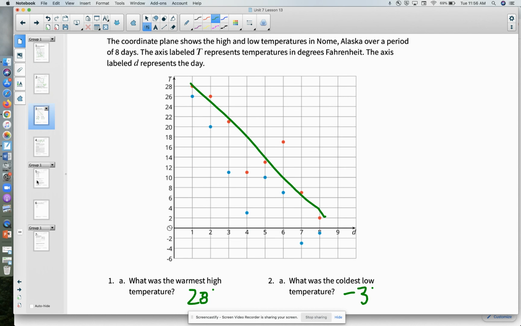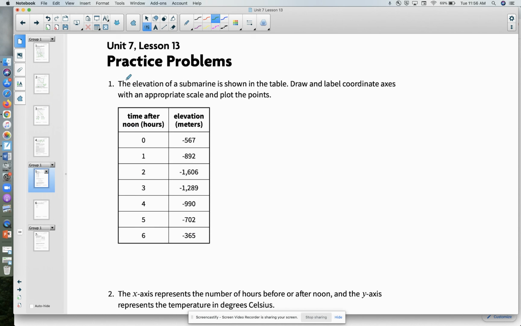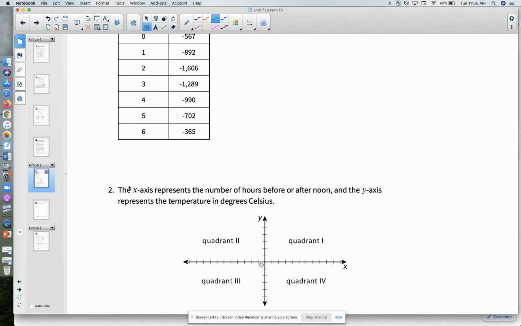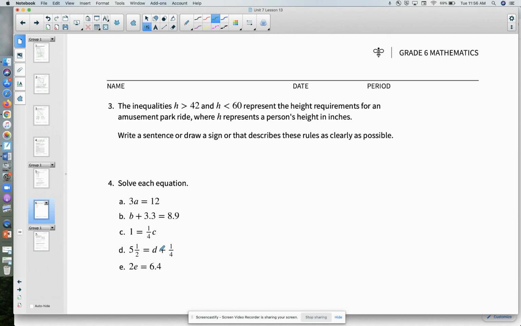Okay, so for homework, you're going to skip number one. Don't do number one. Do number two, 3, and 4. Make sure you do that Zoom assignment if you were gone on Monday. Watch the video for yesterday, and then just work on the problems, and then make sure you go on iReady.